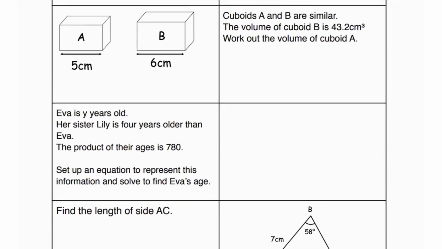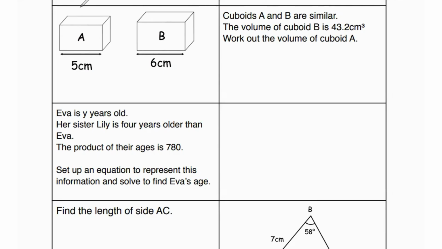Next question says, cuboids A and B are similar. The volume of cuboid B is 43.2 centimeter cube. Work out the volume of cuboid A. So we have the length of cuboid A and the length of cuboid B. We have the volume of cuboid B, but we need to find the volume of cuboid A.